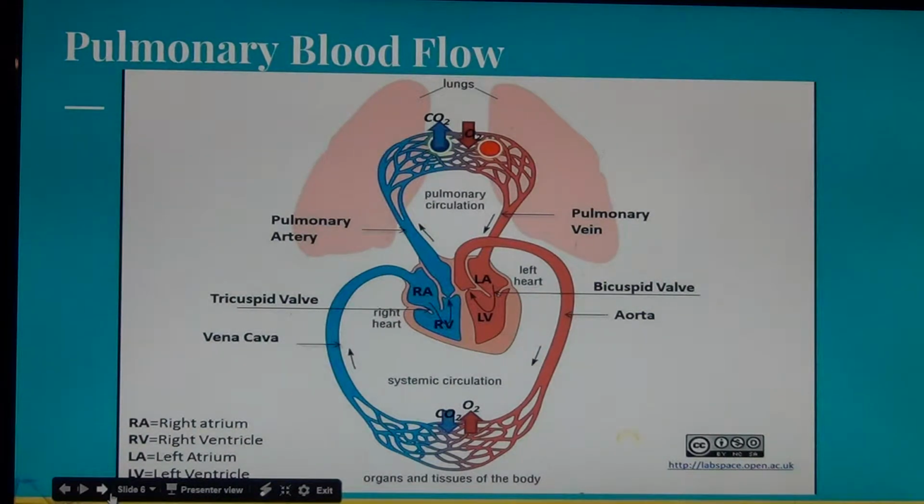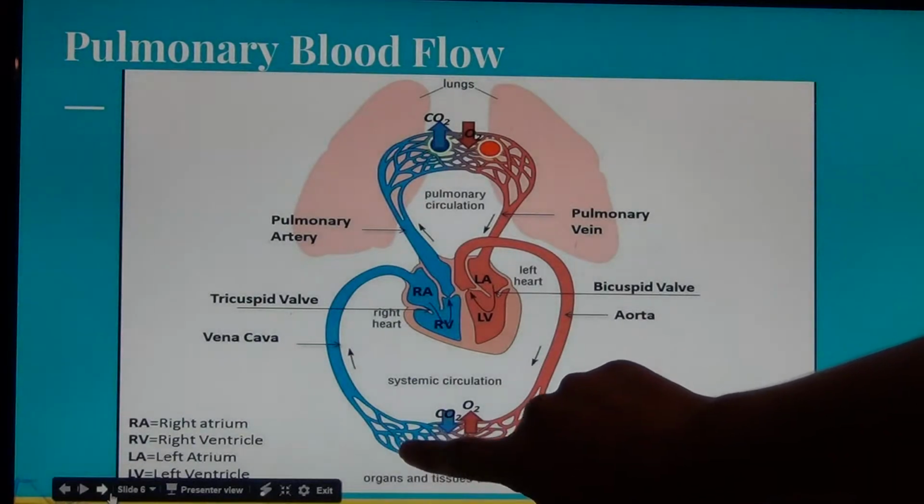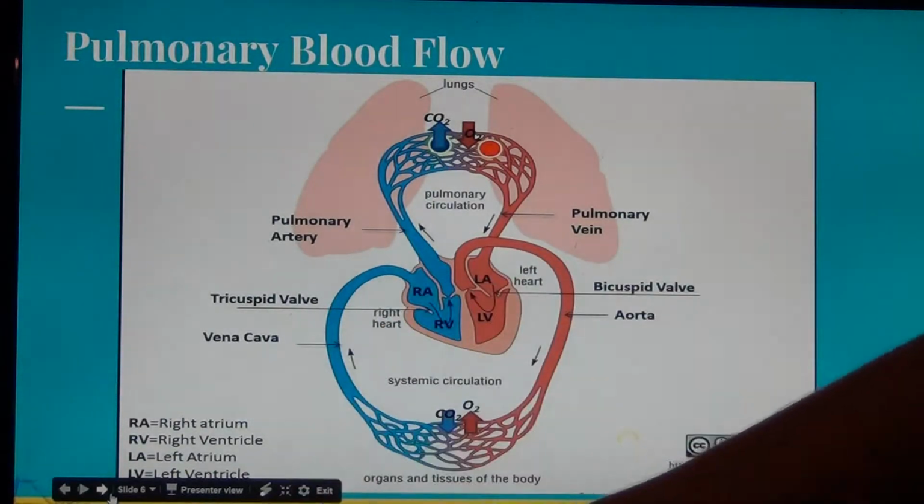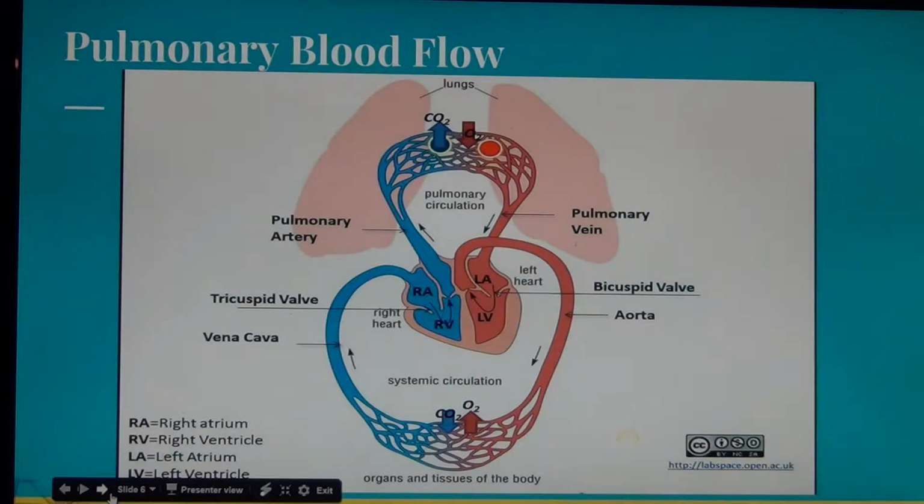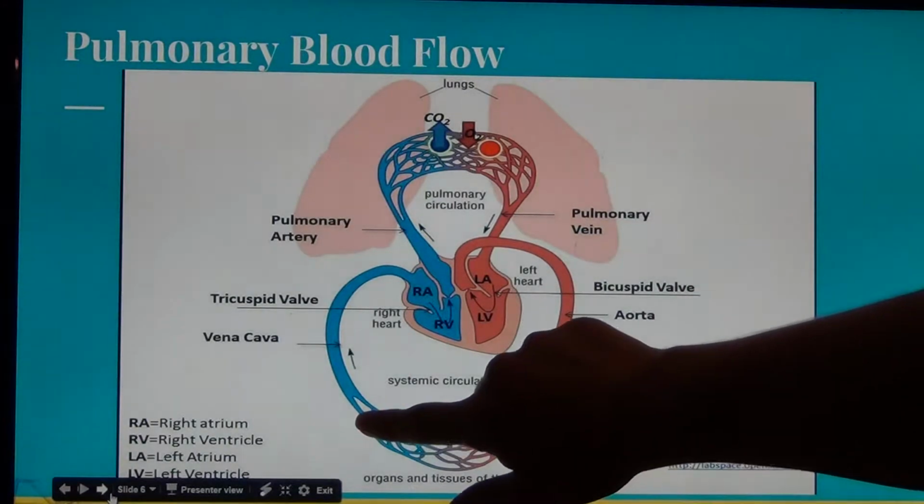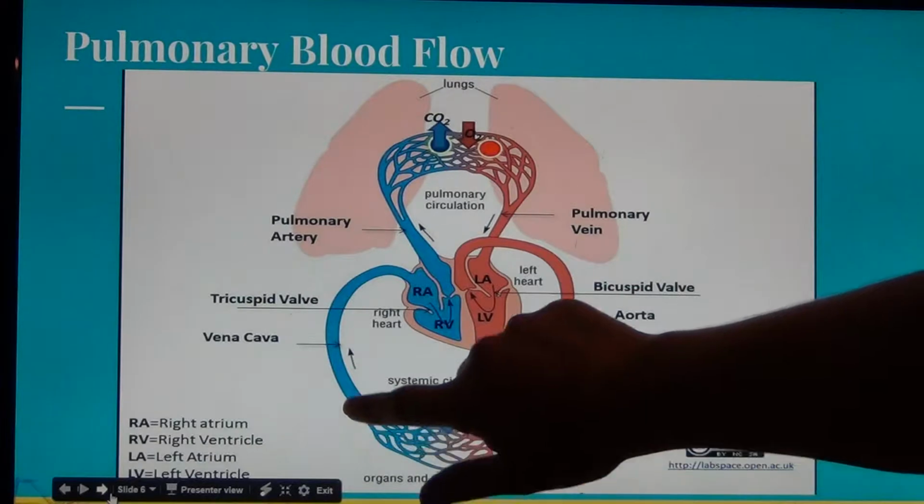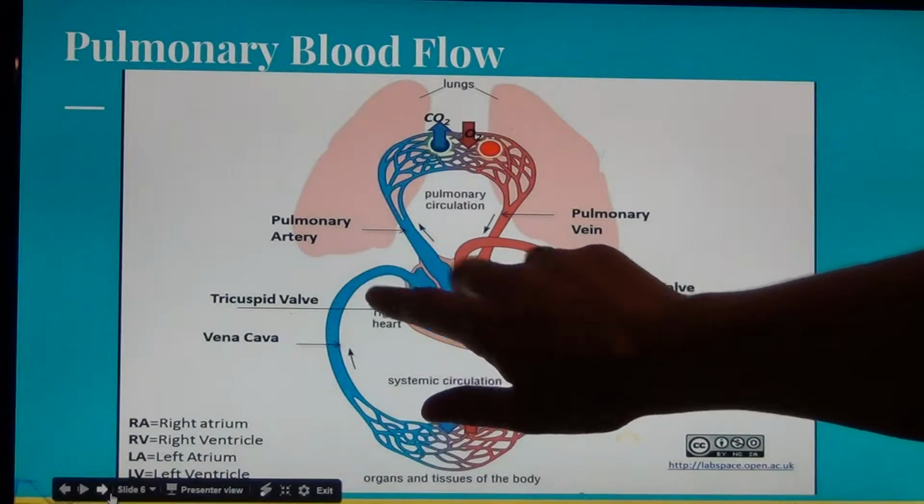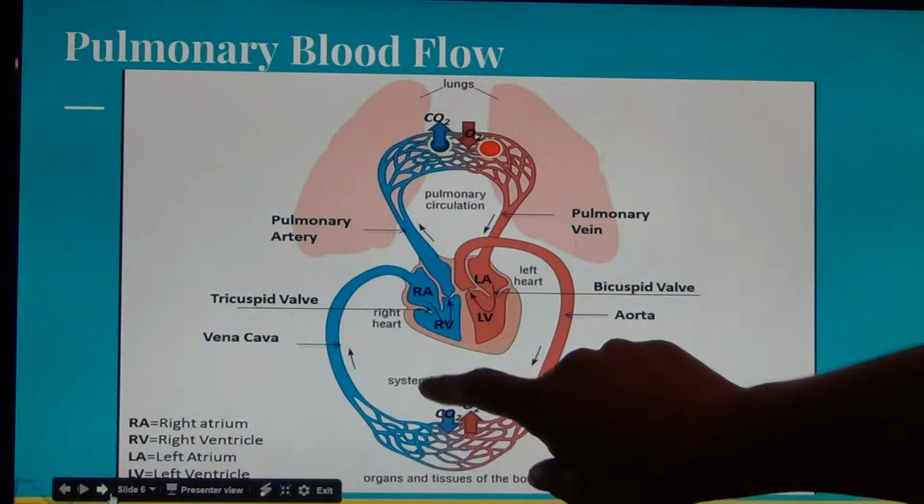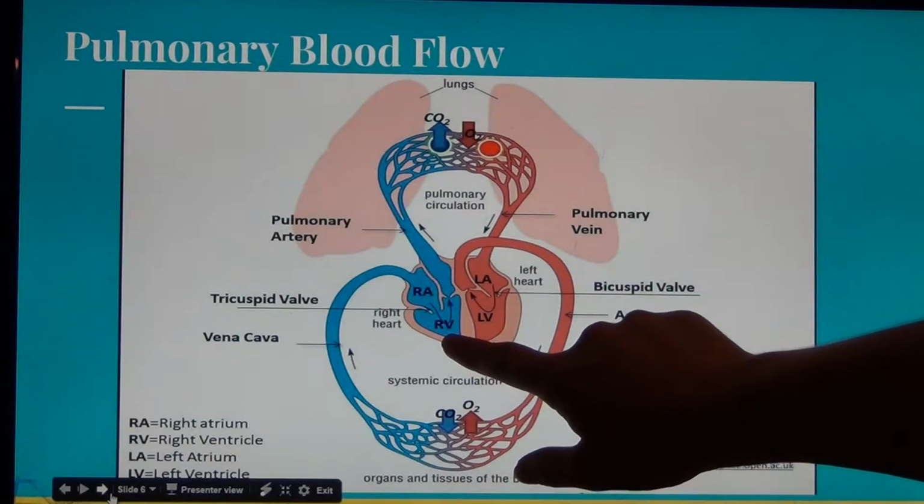And this is just an illustration of pulmonary blood flow. It's just what I just went over. This right here is the systemic side of the circulation. This is the vena cava, and it's going up and into the right atrium. Then it goes to the right ventricle.